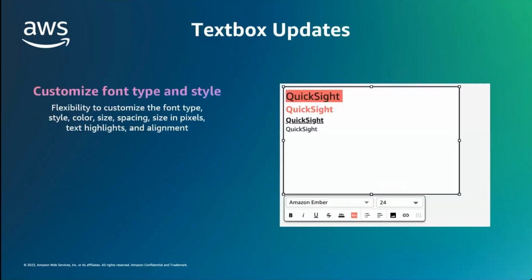Okay, we've recently launched the pixel-based font size for the text box updates, right? So now in a text box, you'll be able to specify the font size as a pixel, and you'll also be able to highlight the text in the text box also, right? So pixel-based fonts are now live.